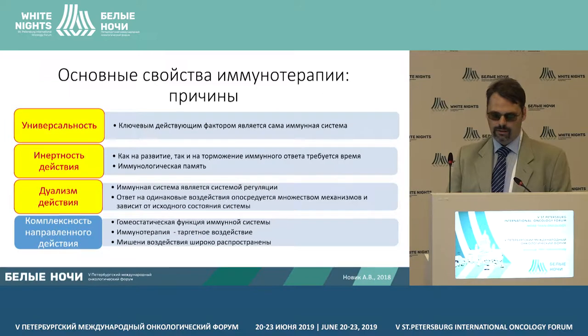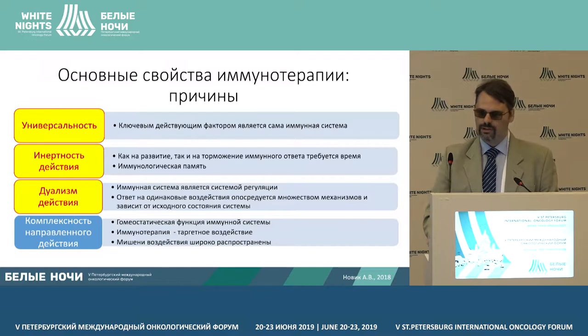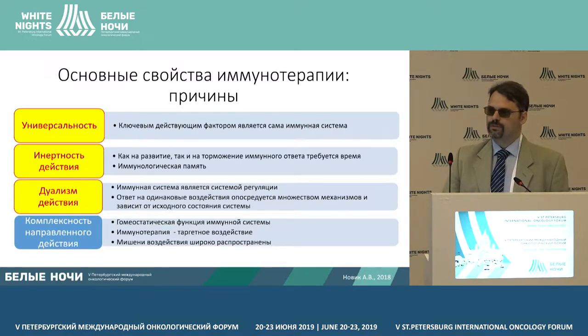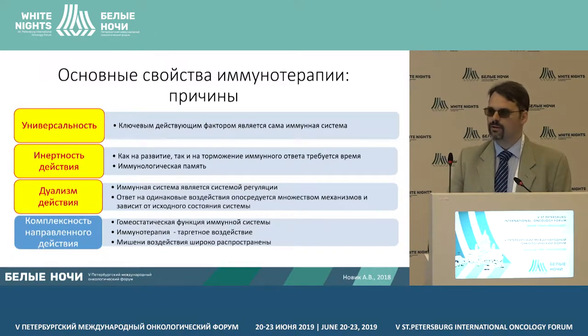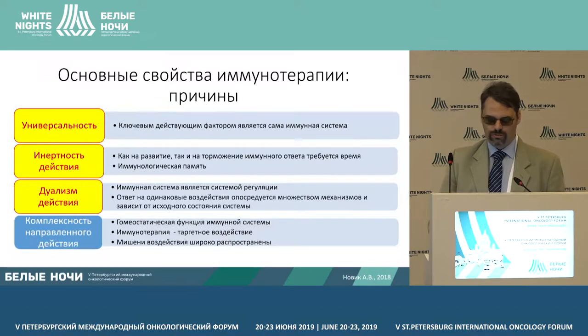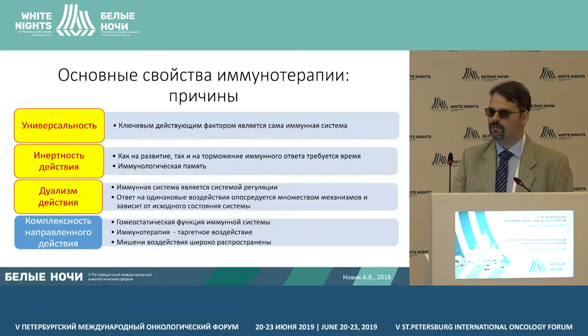The immune system is a huge mechanism and somewhat inert. It takes time, you know, for responses, and there is such a thing as immunological memory. One has to remember that the immune system is a regulatory system. It's supposed to not only fight external aggression and invasion, but also solve internal problems, and basically there is a dualism of action and comprehensive actions that may up- and down-regulate the same thing.